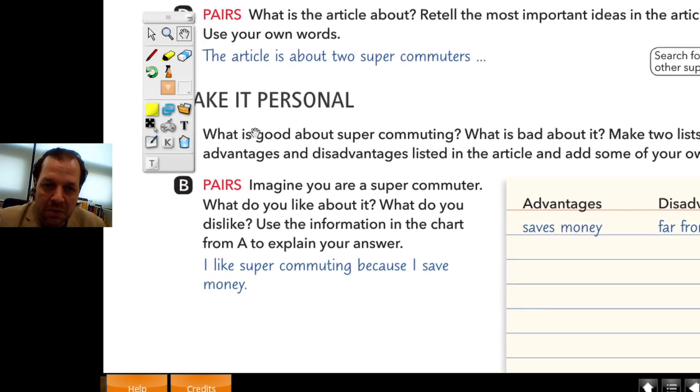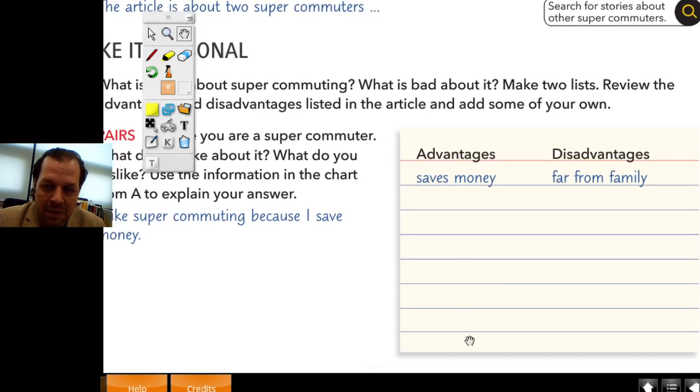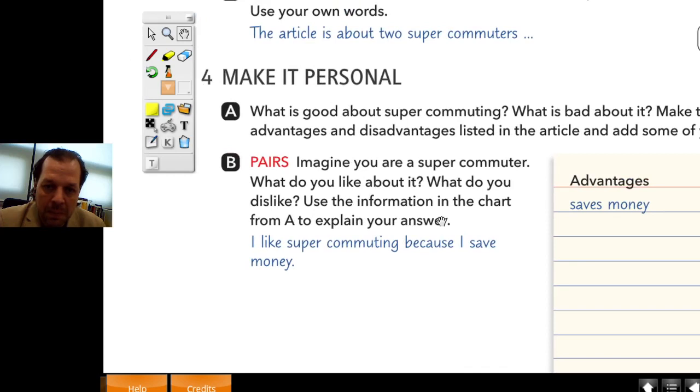What is good about supercommuting? What is bad about it? Make 2 lists. Okay, advantages, good. Disadvantages, bad. Okay. Imagine you are a supercommuter. What do you like about it? What do you dislike? Use the information in the chart to make sentences.